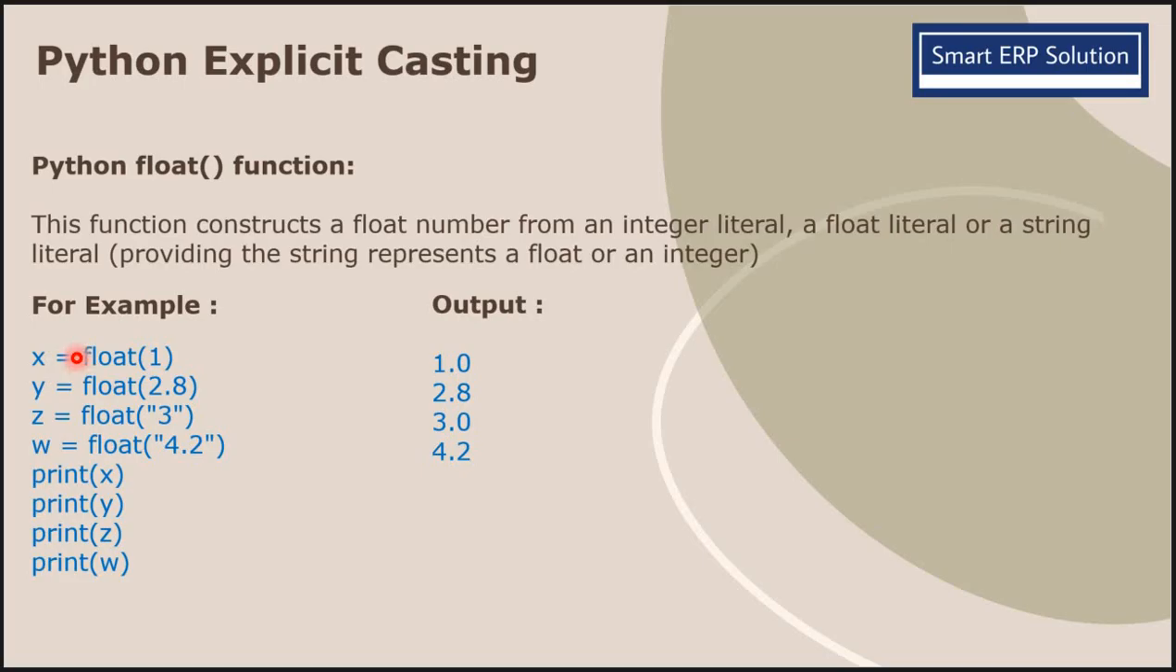For this float function, it converts the integer into a float number, which is 1.0. Float 2.8, which is a float number, so it will give 2.8. Float 3 within the inverted commas means 3 is a string, so float will give 3.0. Again, float 4.2, which is also a string within the inverted commas, will also give the output 4.2.